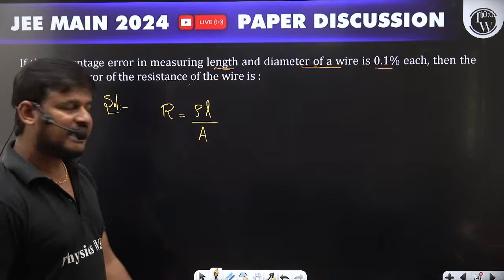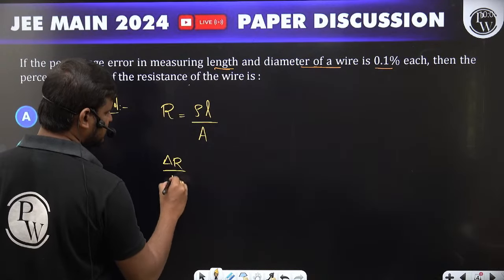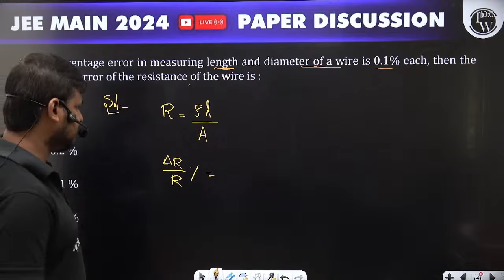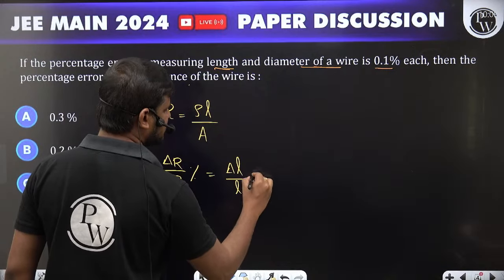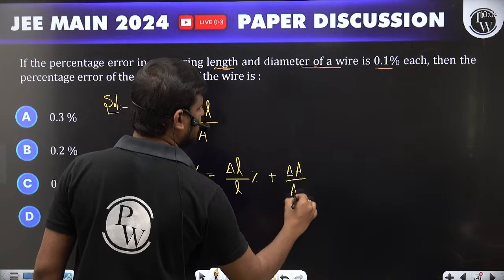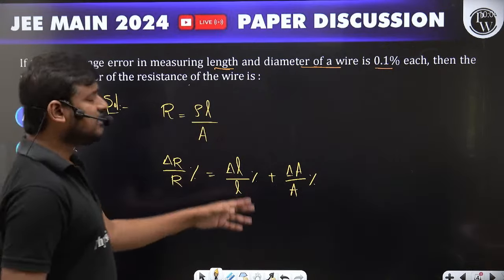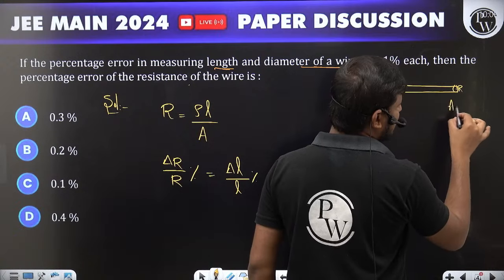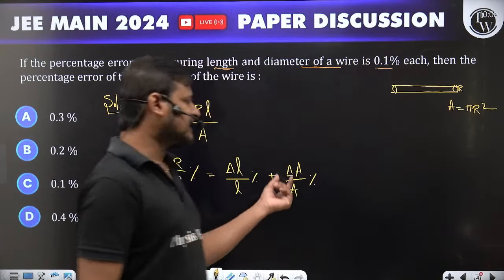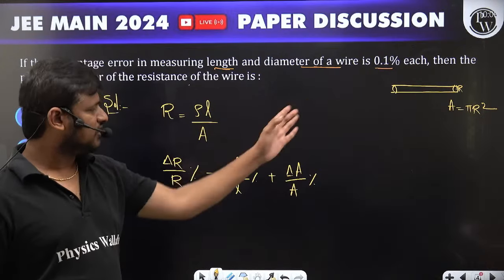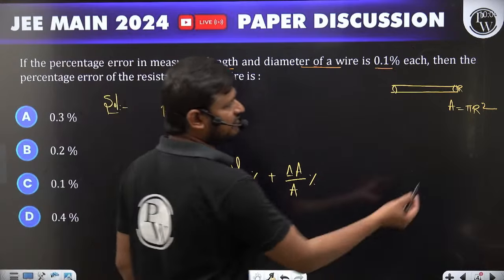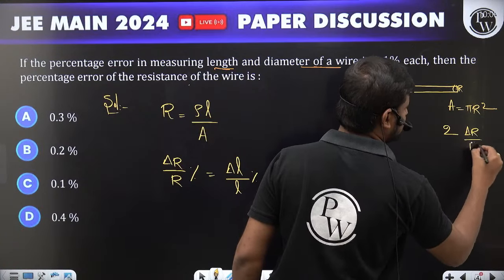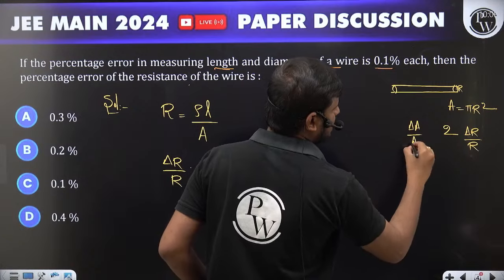Now if I apply the error analysis, the delta R by R percentage, so we need the percentage error in the resistance. However, this is constant, so delta rho by rho percentage will be 0. Then delta L by L percentage plus the delta A by A percentage. You guys know how to write the error analysis, right? The area of the wire, if you take the resistance of a wire, let's say this has the radius R, then area will become pi R square. So in place of this delta A by A, pi is constant, so we can write 2 into delta R by R.